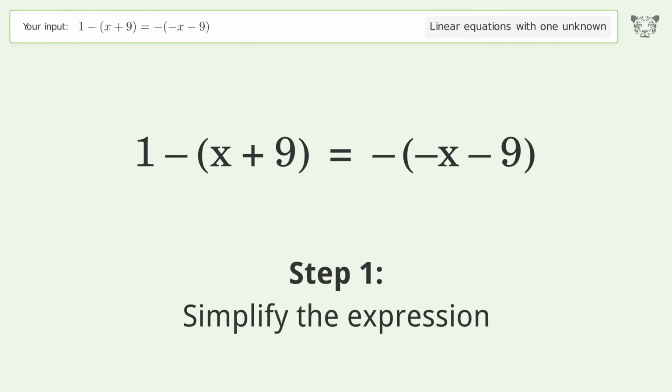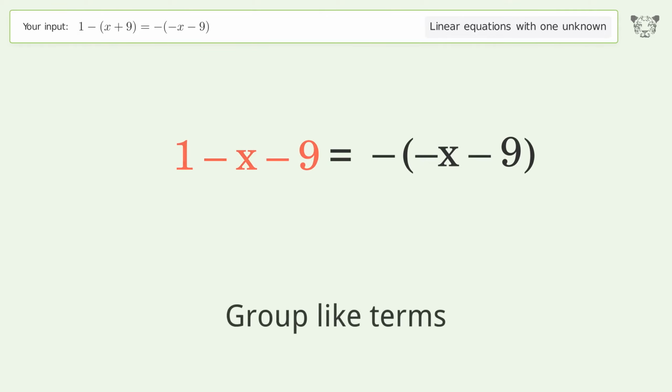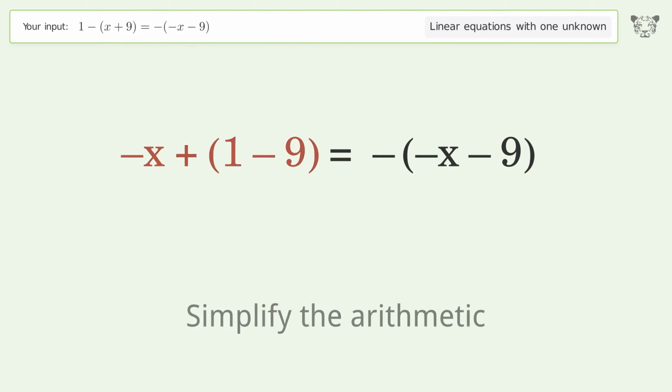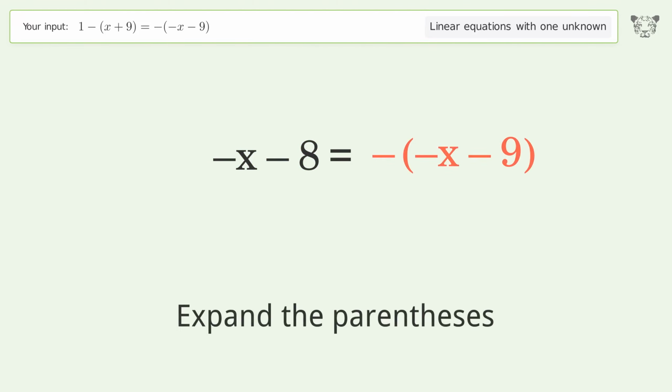Simplify the expression. Expand the parentheses. Group like terms. Simplify the arithmetic. Expand the parentheses.